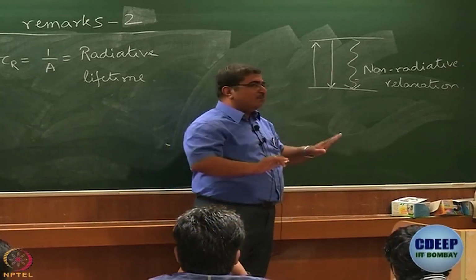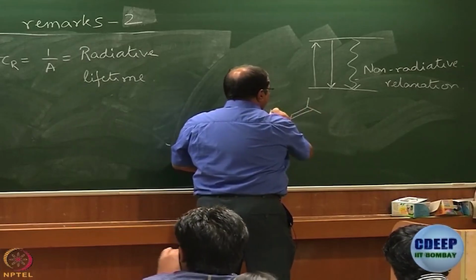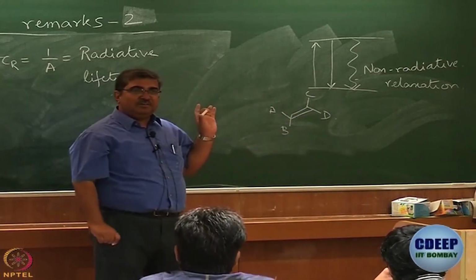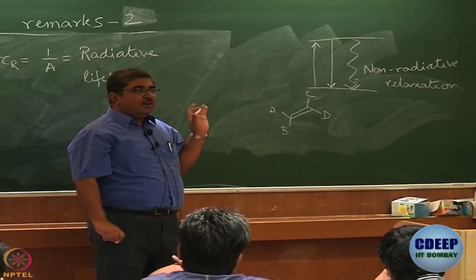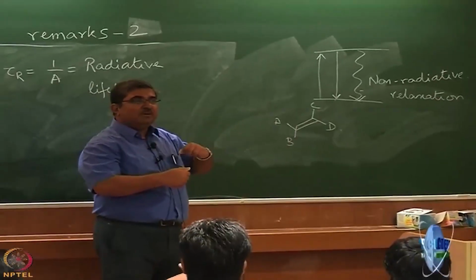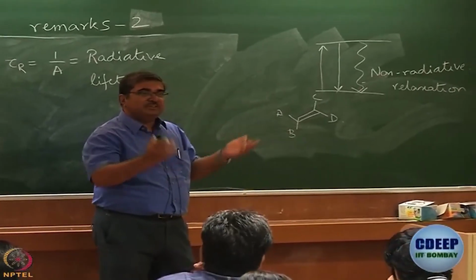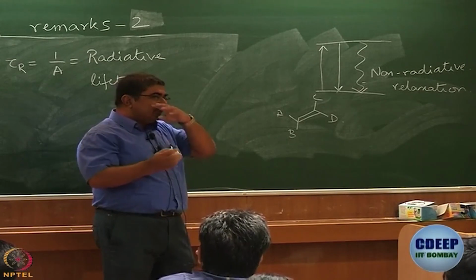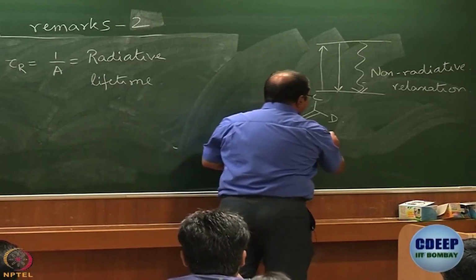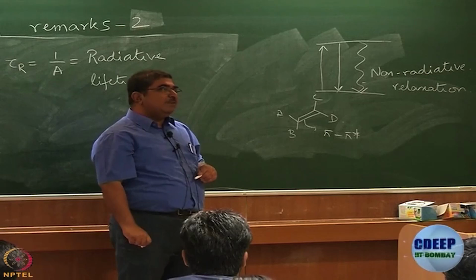Okay, I'll take a very, very simple example. I'll just write some arbitrary groups A, B, C, D. This is a CC double bond. Okay, is it possible for a cis alkene with CC double bond to become a trans alkene? No, right? Cis-trans isomerization is not possible. Why not? Because it's a double bond, right? Pi bond is there. But suppose I now do what is called a pi to pi star excitation or transition. Then what happens?